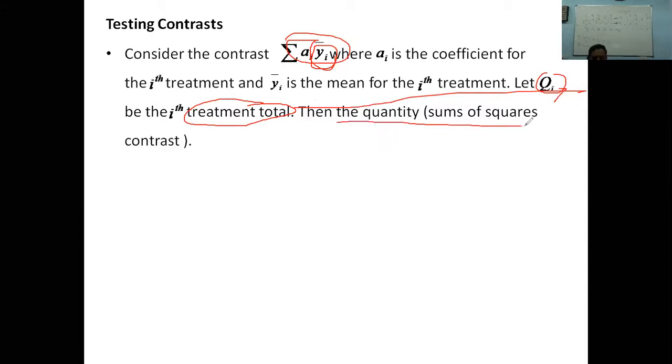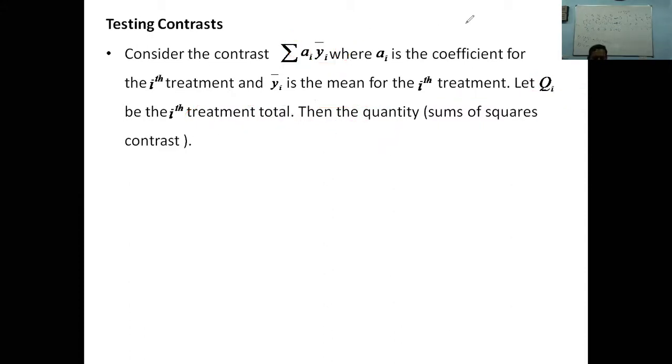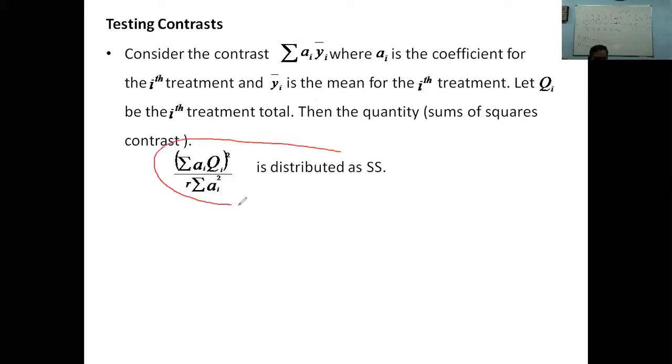And how to calculate the sums of square? Let's look at that. So this is the formula to calculate the sums of square of a contrast, right?